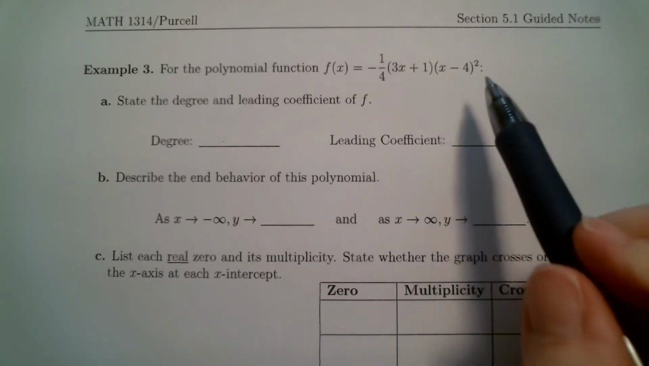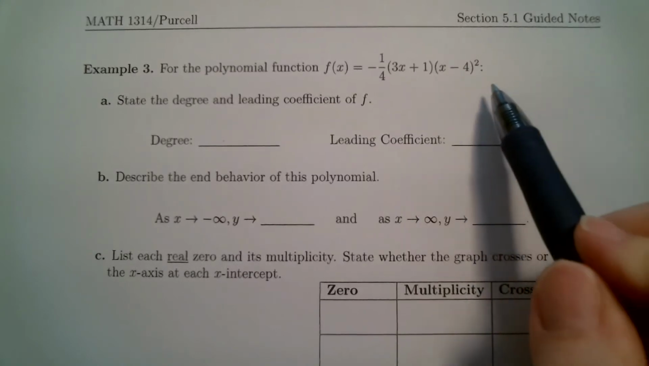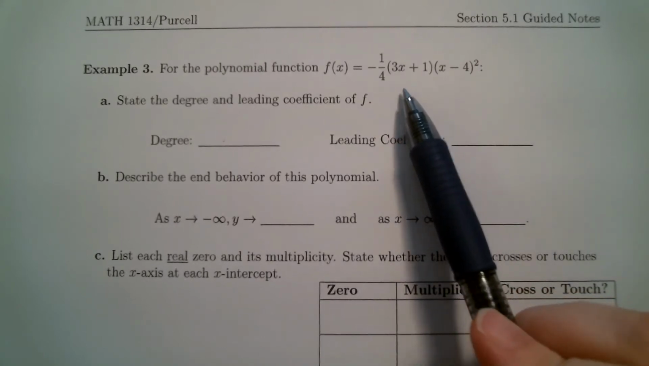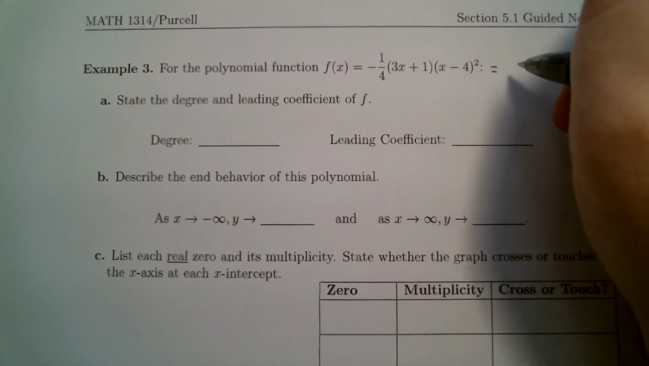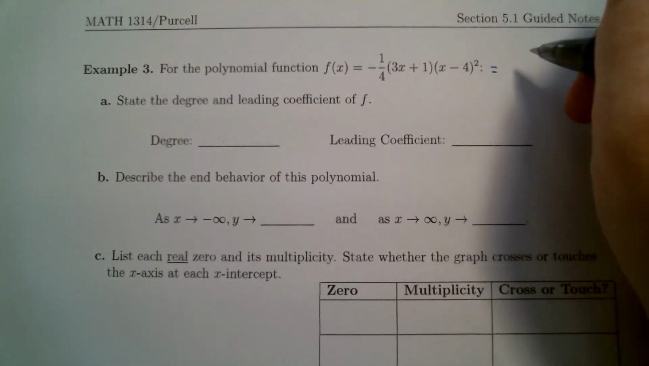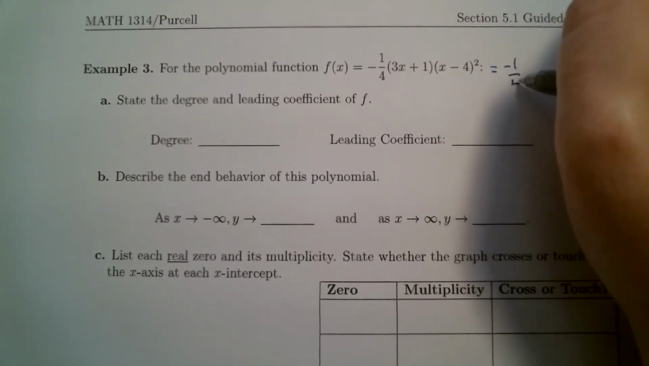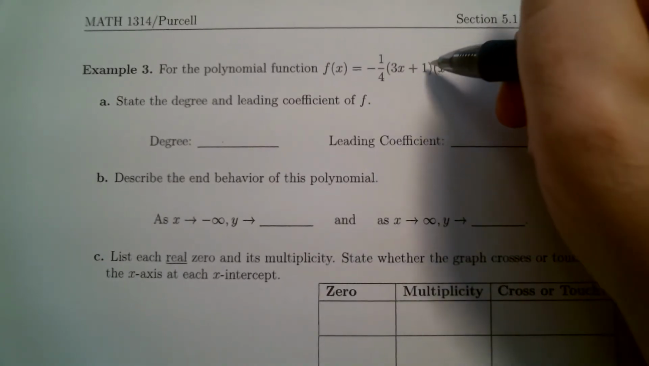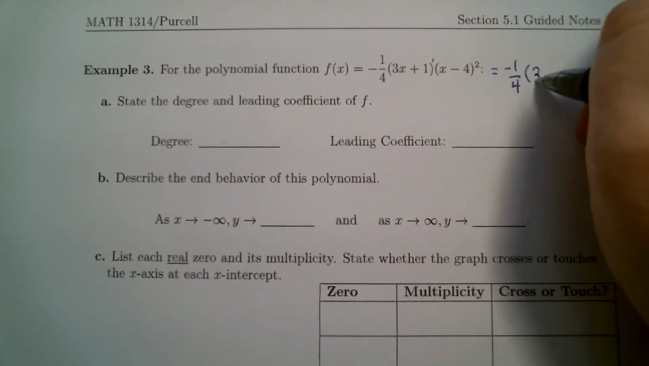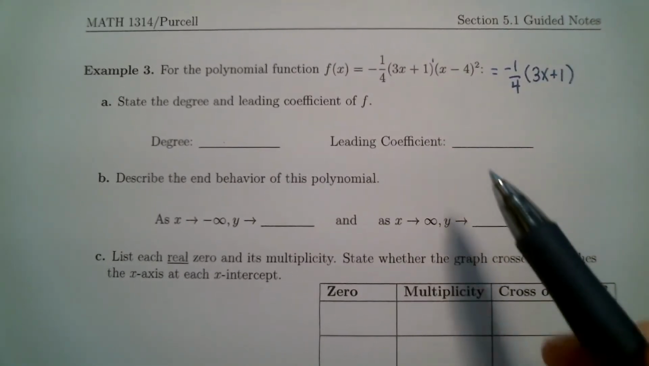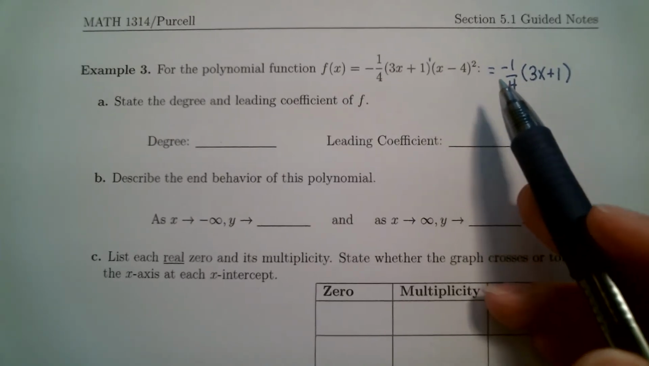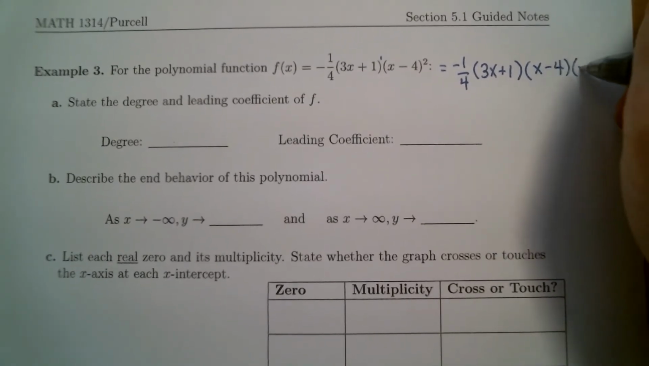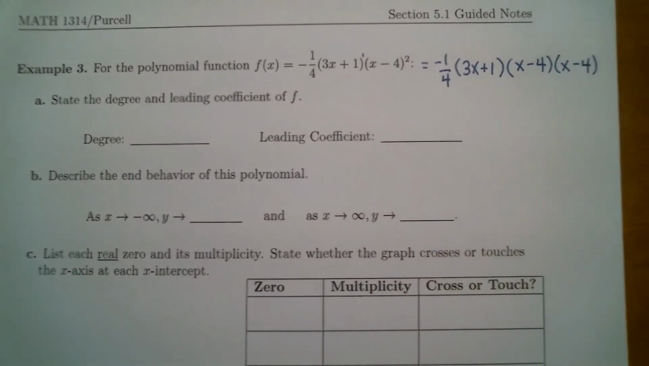So let's talk about the little shortcut you can use so that you don't have to multiply the whole thing out, so that you can get the leading term. I'm going to rewrite this for a second. I'm going to expand it as much as I can, meaning I've got a negative 1/4 out front. The quantity 3x plus 1 is raised to the first power, so I'm just going to leave it like that. But the x minus 4 is squared. So if I write out what that means, this is (x minus 4) times (x minus 4). If you square something, you're multiplying it by itself.